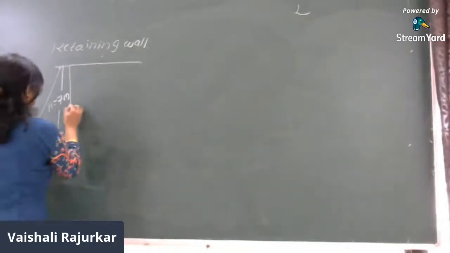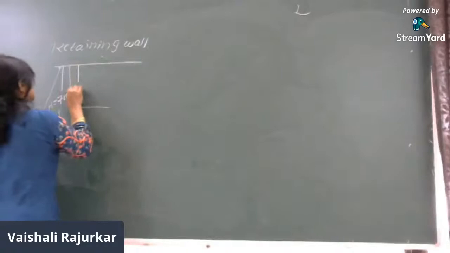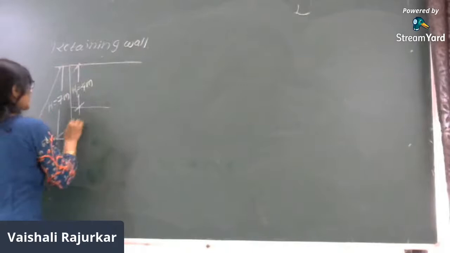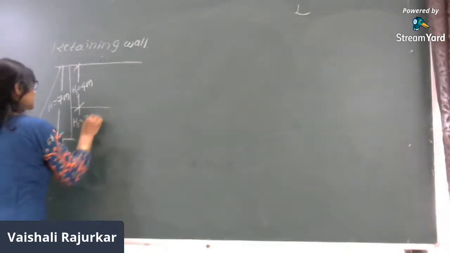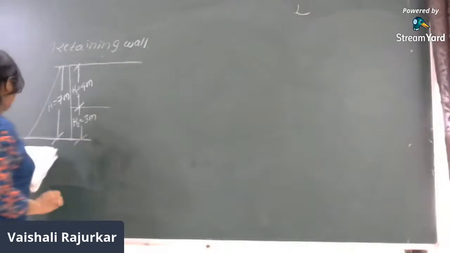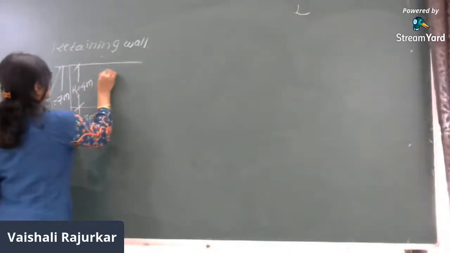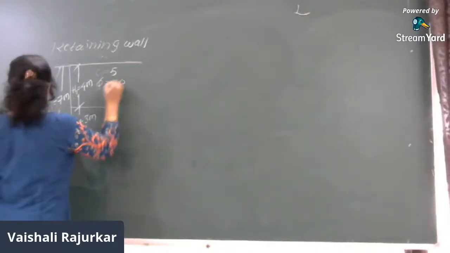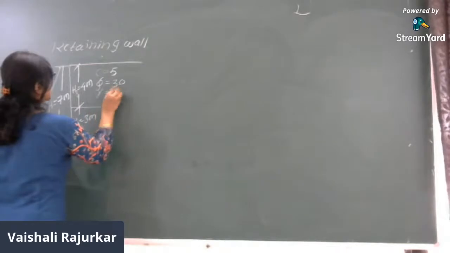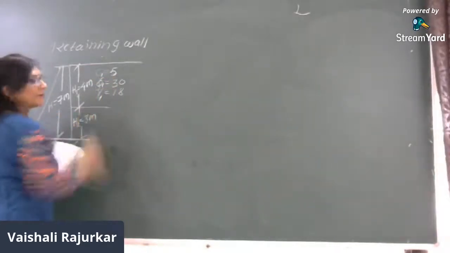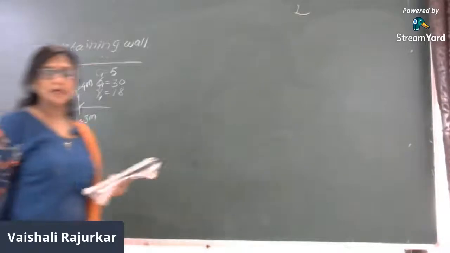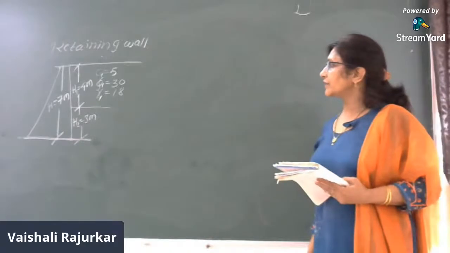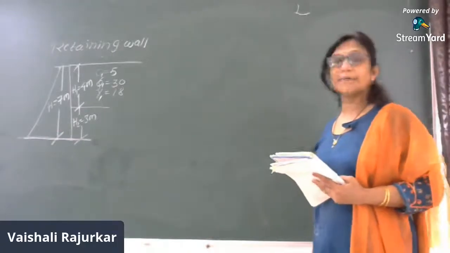Then there is a first layer which is of 4 meter. So H1 is 4 meters, H2 is 3 meters. C is equal to 5, Phi is equal to 30, Gamma is equal to 18. So this is C1, Phi1 and Gamma1. As there are two layers in the backfill, the first layer is of 4 meter having cohesion 5 kilonewton per meter square, Phi is 30 and Gamma is 18.